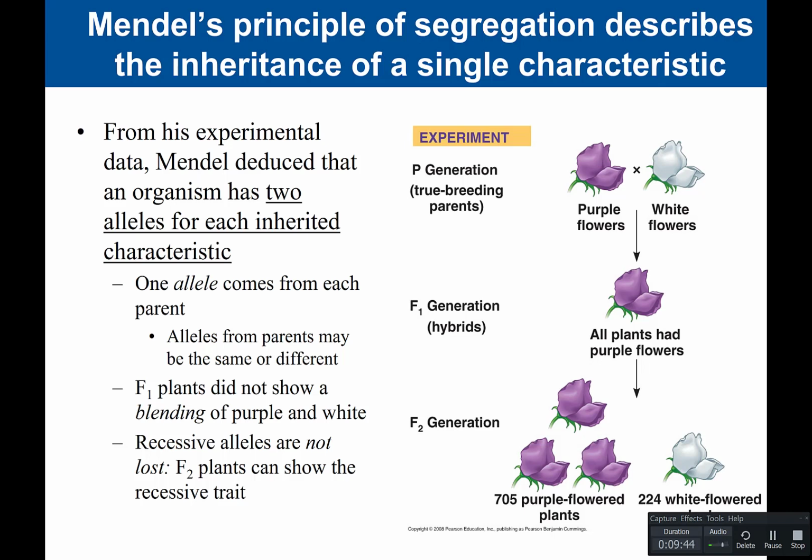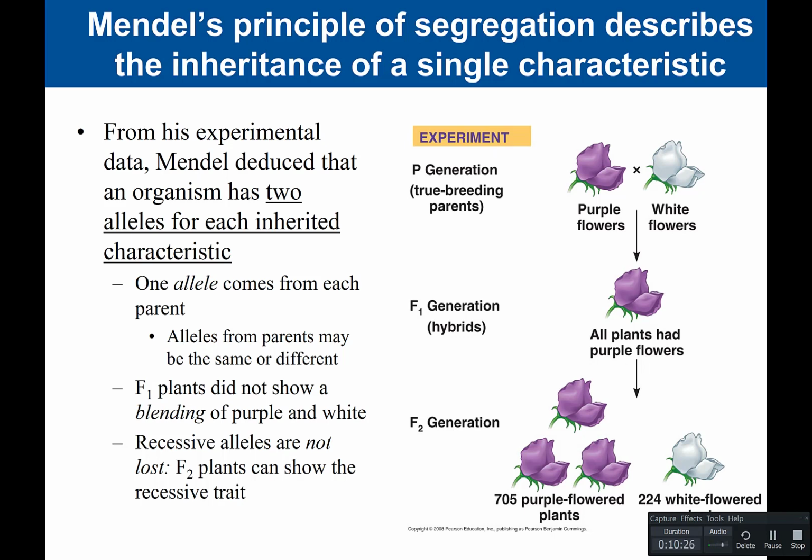When Mendel did his experiment, he deduced that an organism has two alleles for each characteristic, and that one allele comes from each parent. The alleles from the parents may be the same or they may be different. So what he did was take his parental generation of true breeding plants: a purple flower plant and a white flower plant, meaning that when those self-fertilized, the purple flower plant always gave rise to purple flowers and the white flower plant always gave rise to white flowers.